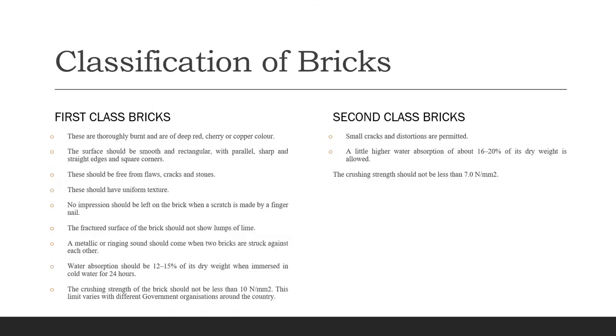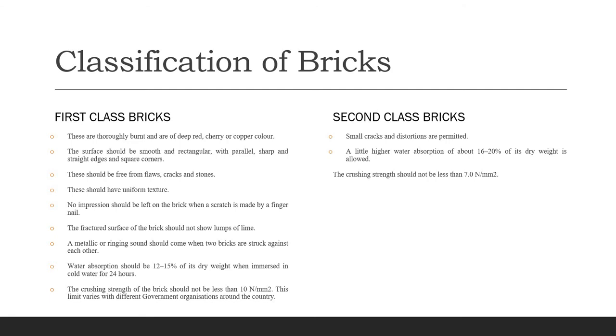The bricks have been classified into four types: first class, second class, third class, and fourth class. The first class bricks are the best bricks, which are deep red in color, cherry or copper. They have a smooth finish and do not have any flaws, cracks or stones. They have a very uniform structure, and they leave a nice mark when you scratch them. You cannot see any lumps within them, and they have a very good water absorption capacity.